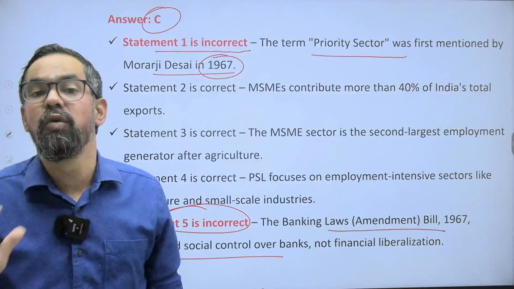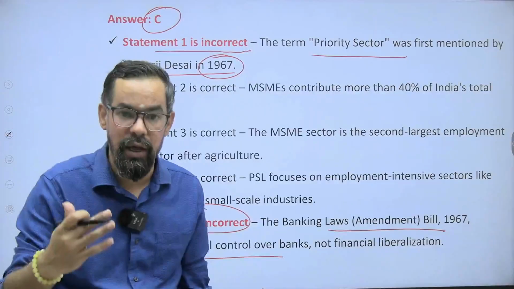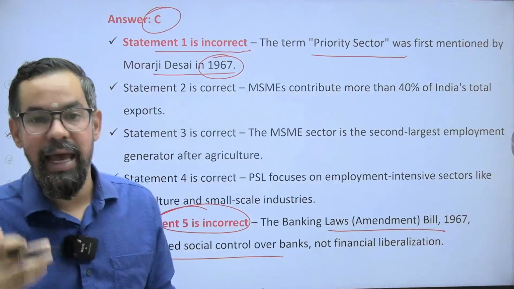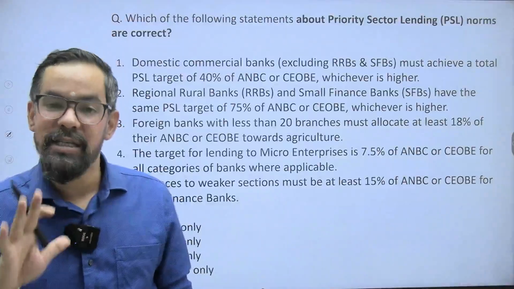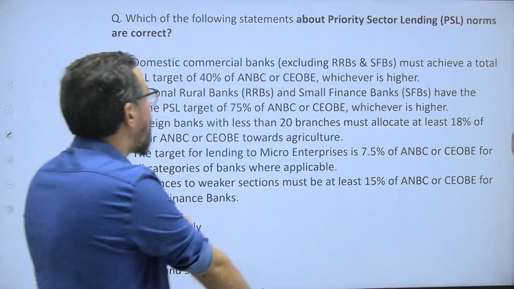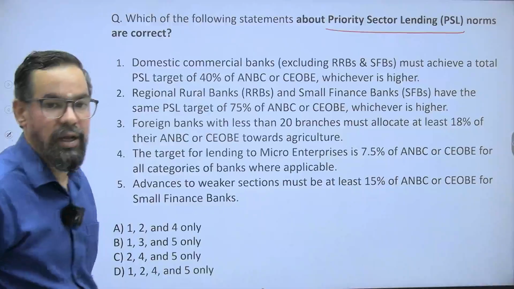You do not have to judge yourself based on this particular session. I'm just giving you an idea from Module A of what type of questions you are going to face and how you have to build your understanding around these things. Okay? So next question: which of the following statements about priority sector lending norms are correct? Again, for 2 marks.